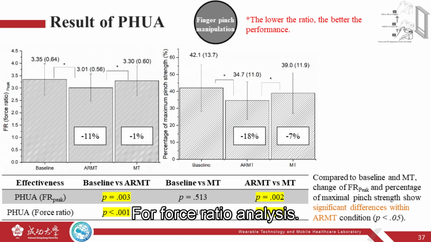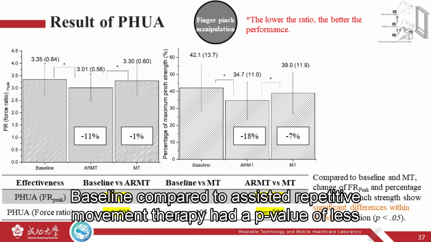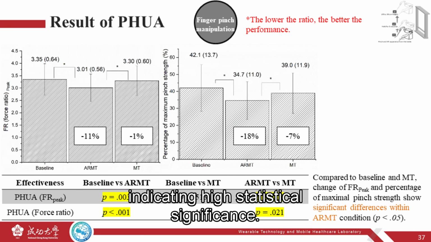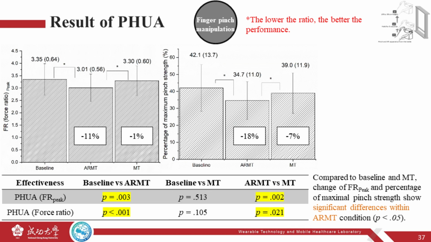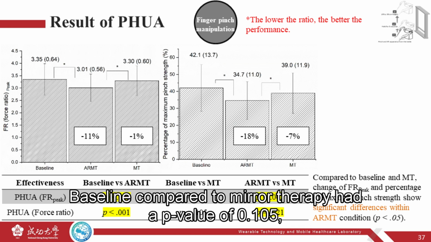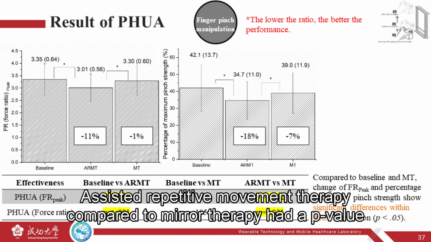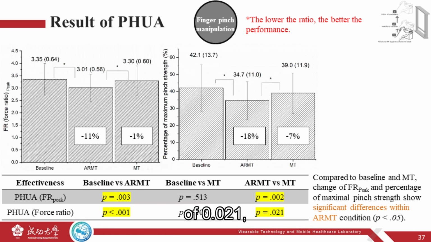For force ratio analysis, baseline compared to assisted repetitive movement therapy had a p-value of less than 0.001, indicating high statistical significance. Baseline compared to mirror therapy had a p-value of 0.105, which is not significant. Assisted repetitive movement therapy compared to mirror therapy had a p-value of 0.021, which is significant.